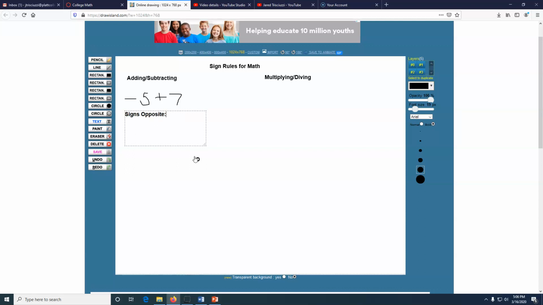it doesn't matter which one is the positive one. Okay, it doesn't matter that this is a +7. What matters is that this is a -5 and a +7. What you do is you subtract every single time. Okay, so you subtract regardless of which number is positive, which number is negative. The second part of this is you keep the sign of the larger number.